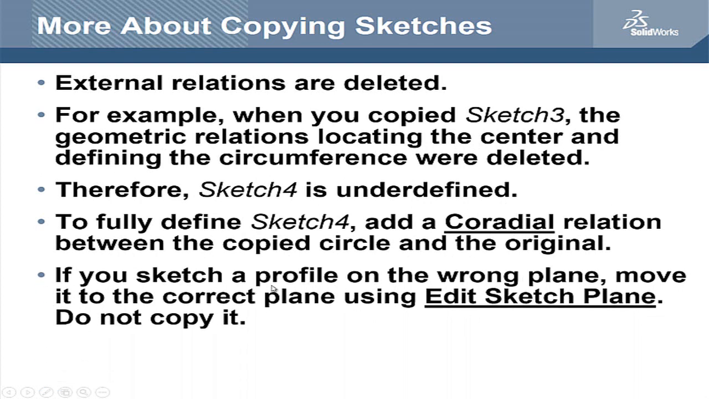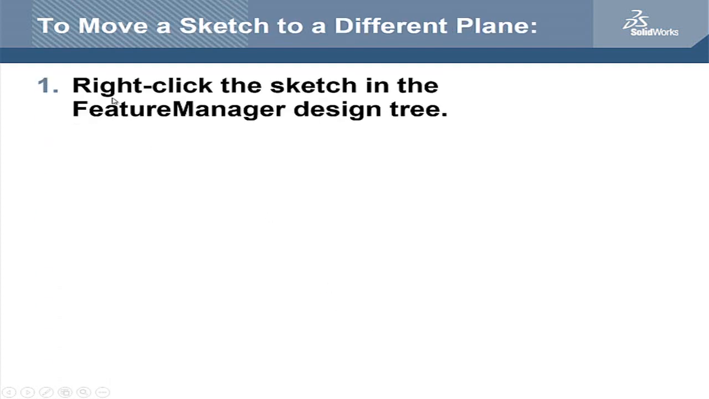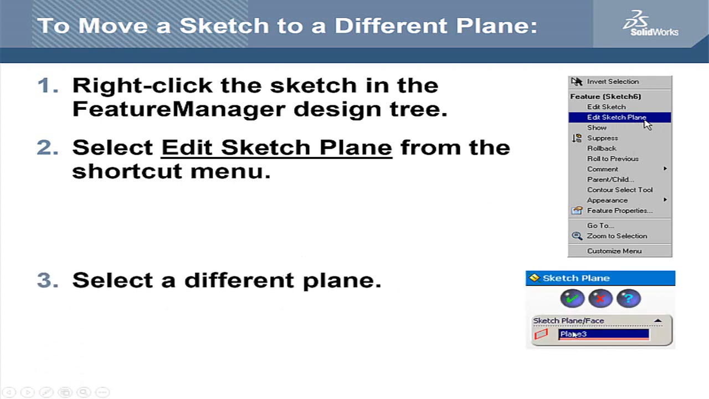If you sketch a profile on the wrong plane, move it to the correct plane using Edit Sketch Plane. Do not copy it. Right-click the sketch in the FeatureManager Design Tree. Select Edit Sketch Plane from the shortcut menu. There it is, Edit Sketch Plane. Select a different plane, plane 3. Then click OK.